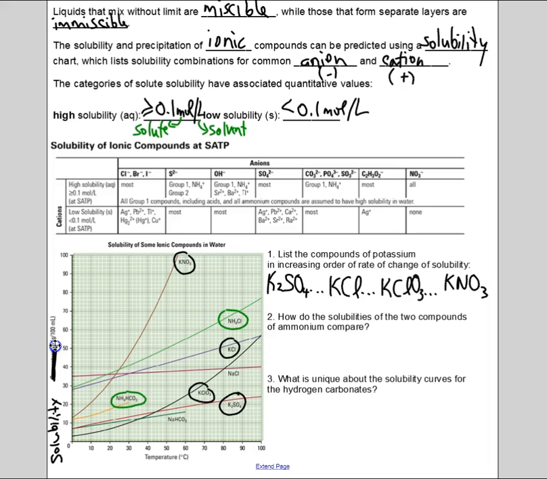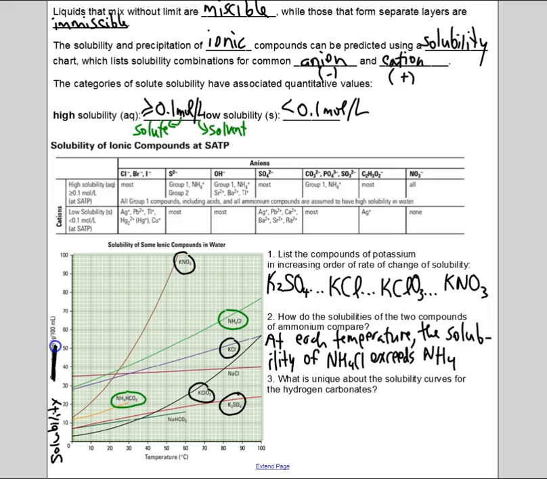What do you notice about those? Well, ammonium chloride is always more soluble than ammonium hydrogen carbonate. It exceeds it at every temperature. So we could state that at each temperature, the solubility of NH4Cl exceeds NH4HCO3.